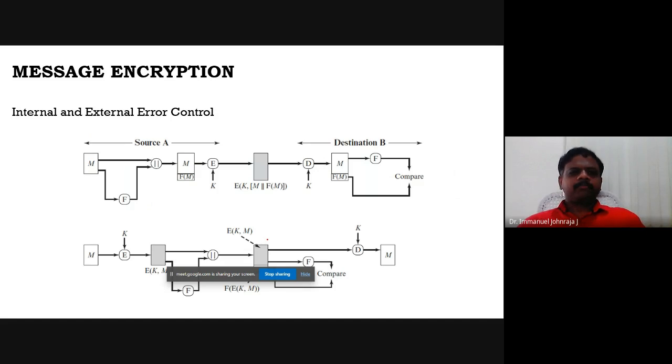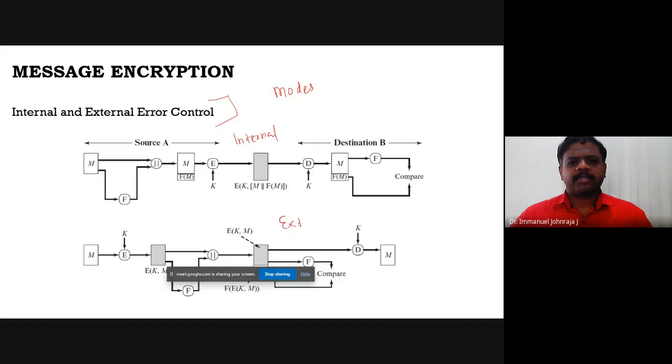All right. Then comes something called internal and external error control. This is again for the completion sake. So what's happening here by using the encryption? Not very critical to understand, but there are two modes of operation. One is called the internal control. This is called the external. Probably this image helps you to understand it in a better way.